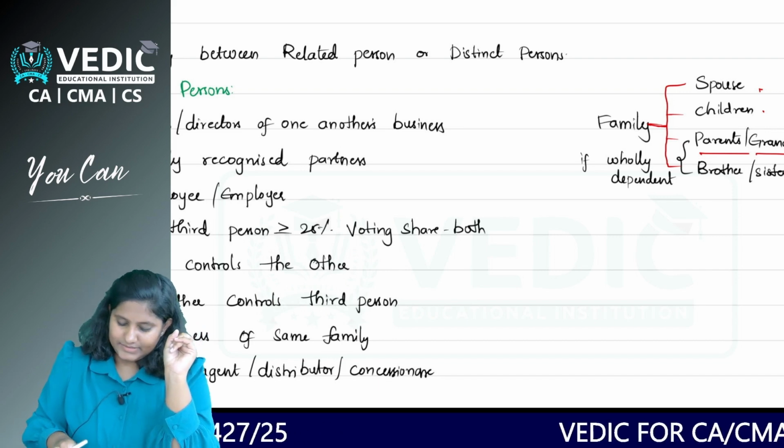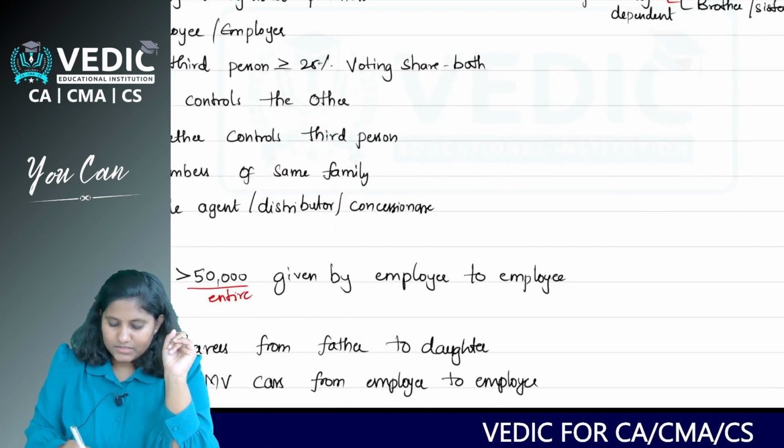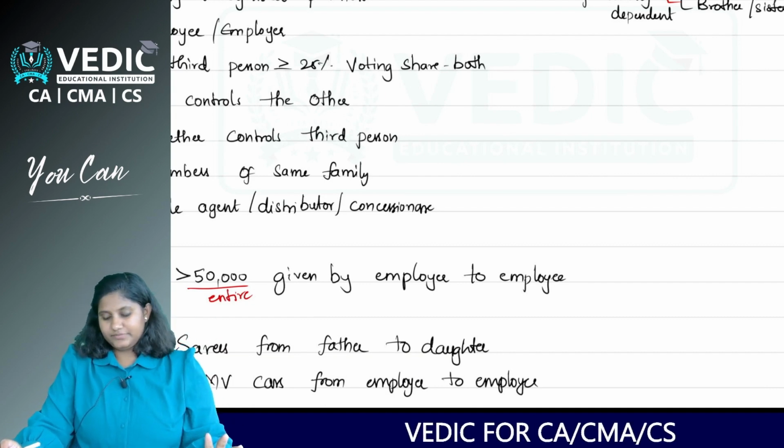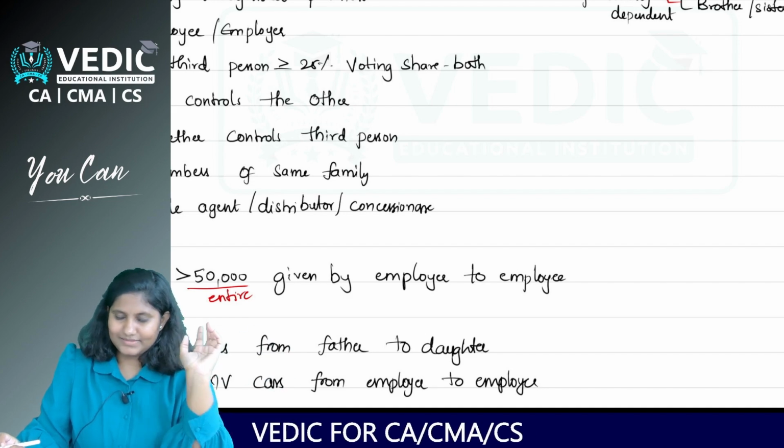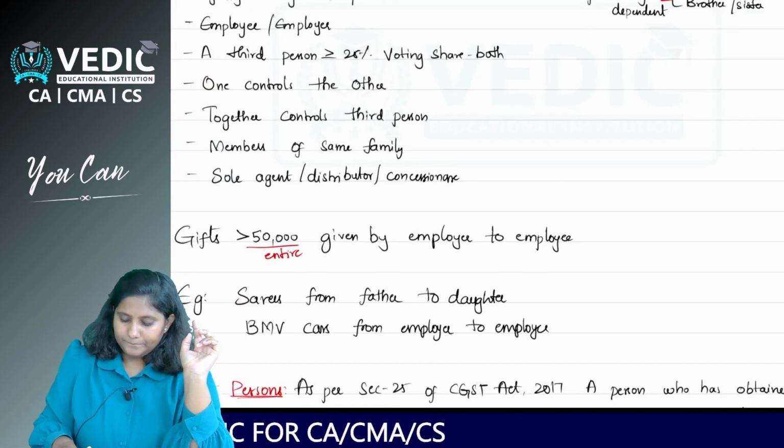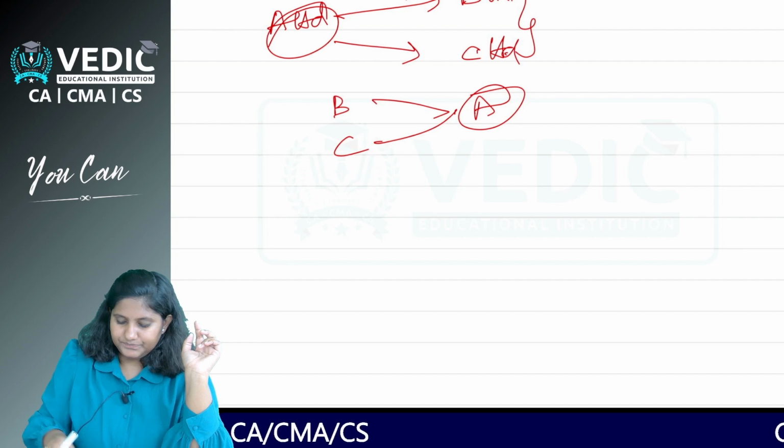Right? Yes. Next, sole agent, distributor, concessionaire. If they're a sole agent, say you have only one agent, obviously you both will be related. That's how it is. Let's go to these examples.